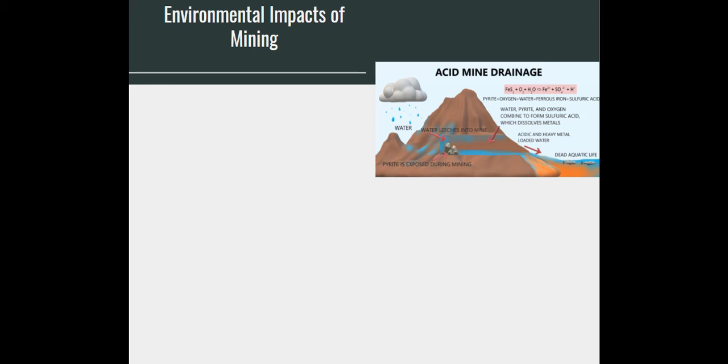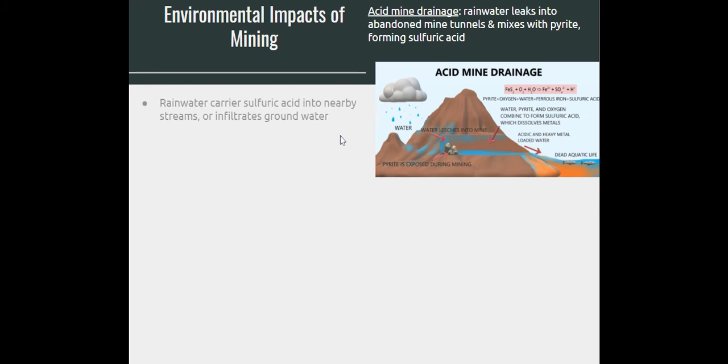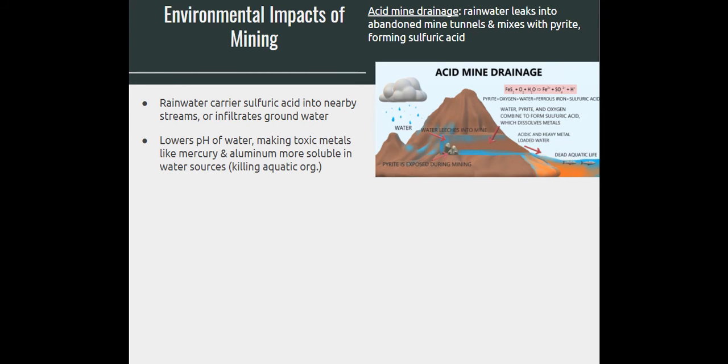Environmental impacts of mining: not only destroying the habitat, but there are others. For example, there's acid mine drainage, where rainwater goes into the mine and mixes with something called pyrite, forming sulfuric acid. Sulfuric acid dissolves metals and all kinds of nasty things. The rainwater carries the sulfuric acid into nearby streams and down into the groundwater, lowering the pH and taking toxic metals like mercury and aluminum and putting them into the water stream.